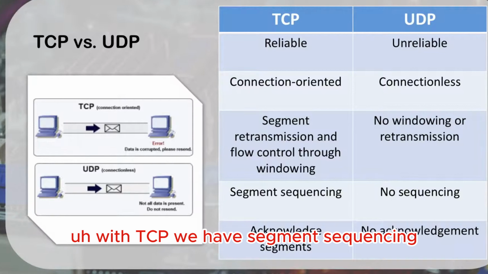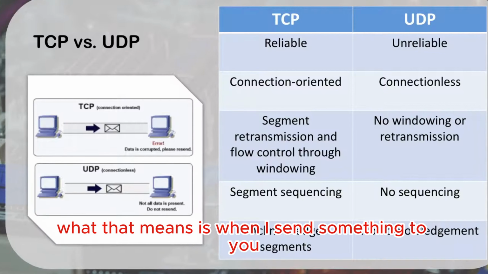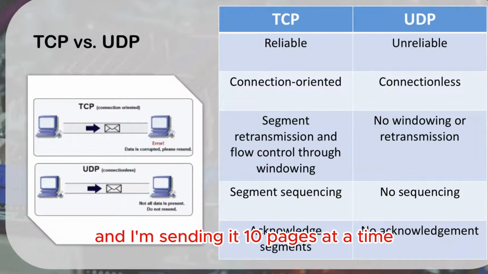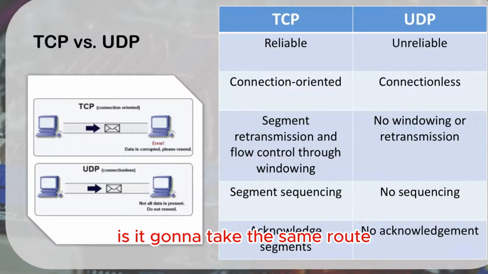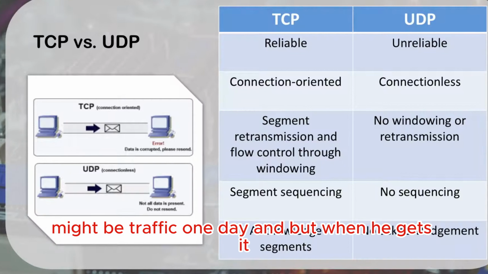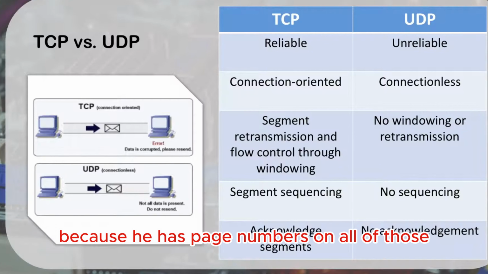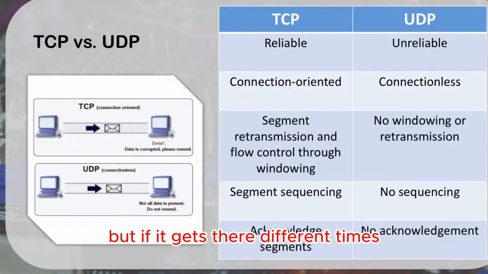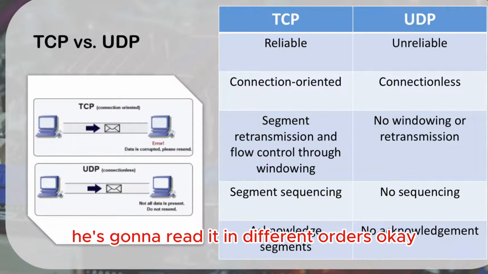With TCP, we have segment sequencing. What that means is when I send something to you, like that book I was sending him, that I'm sending it 10 pages at a time, if I put it in the mail system, is it going to take the same route every time it gets to him? No, it might take different roads to get there. It might be traffic one day. But when he gets it, he can put them back in order because he has page numbers on all of those. With UDP, it can take different routes, but if it gets there at different times, he's going to read it in different orders, okay?